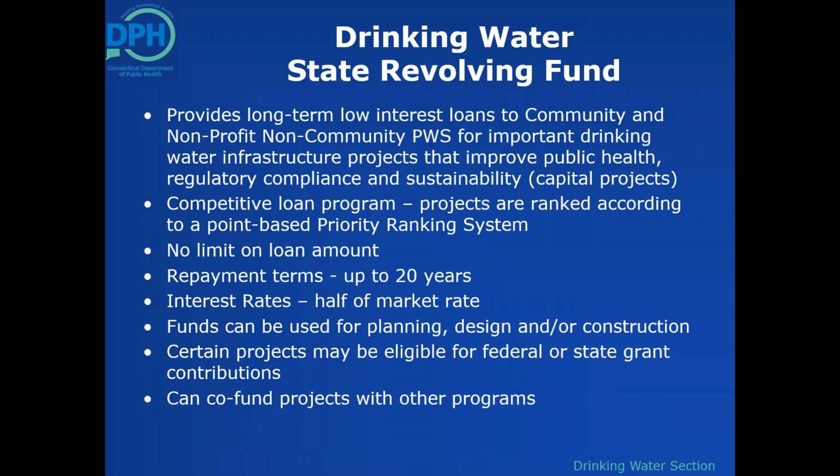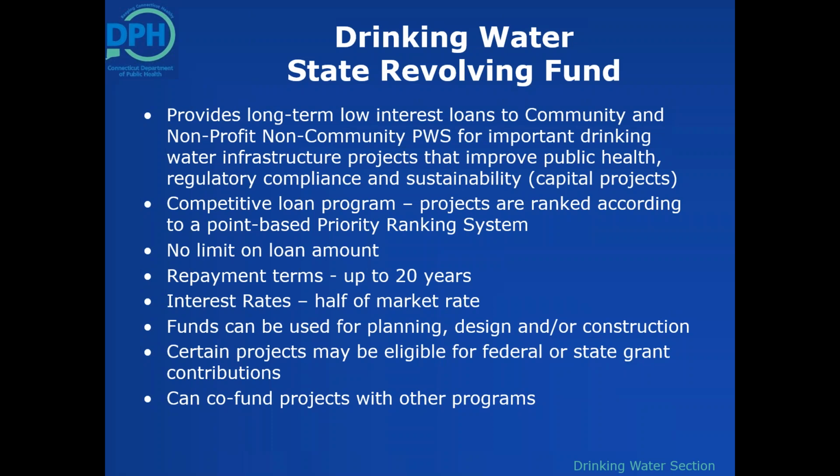It is a competitive loan program, so we do have a limited amount of money available each year. Typically, in the past few years, we have had more money than we have had projects, so we have been able to finance pretty much every project that has been submitted to us that is ready to proceed. The projects are ranked according to a point-based priority ranking system. That ranking system is available on our website, and you can review it to see what your system or what your project would score. But there is no limit on the loan amount.